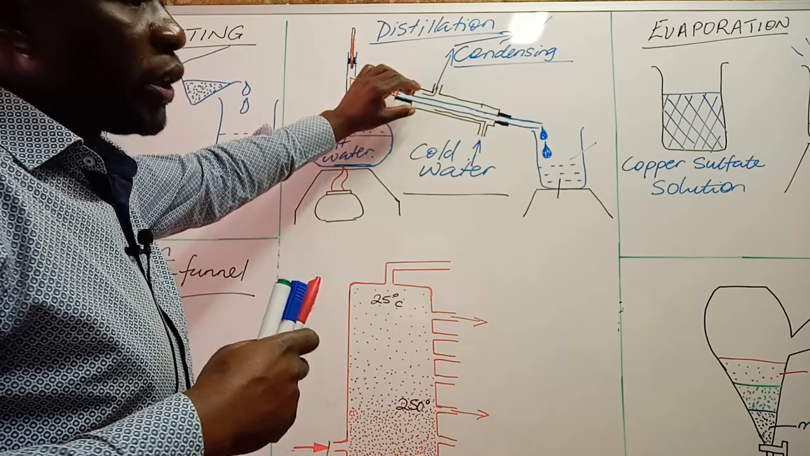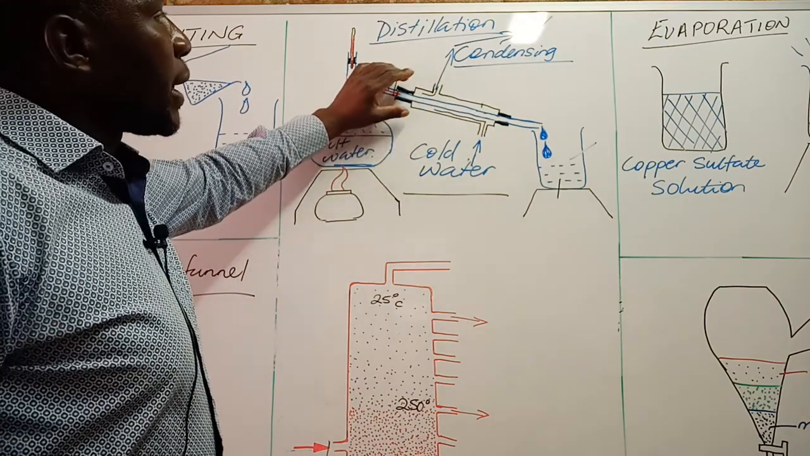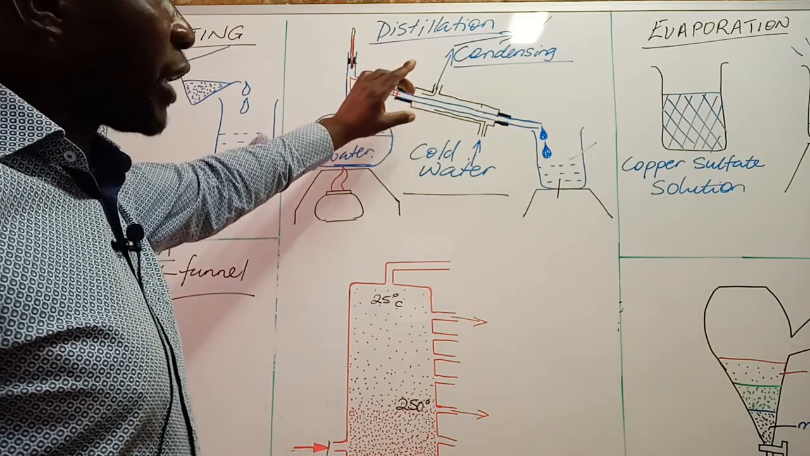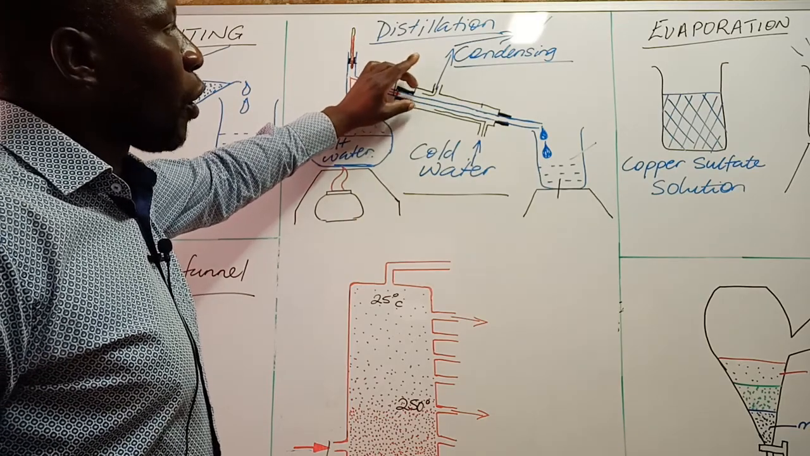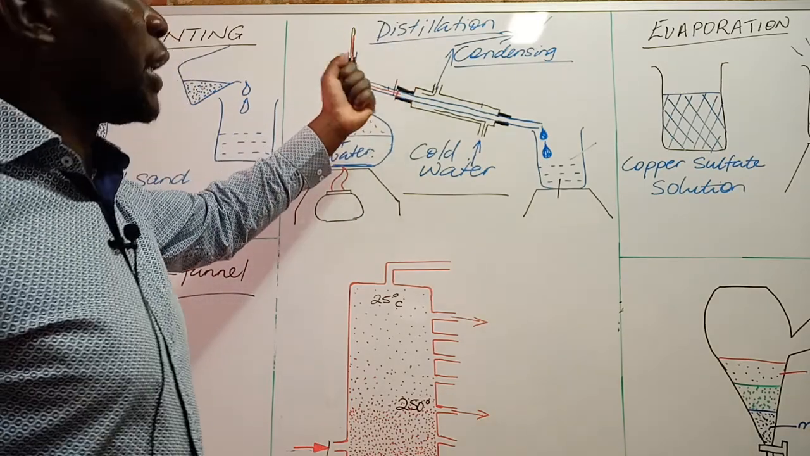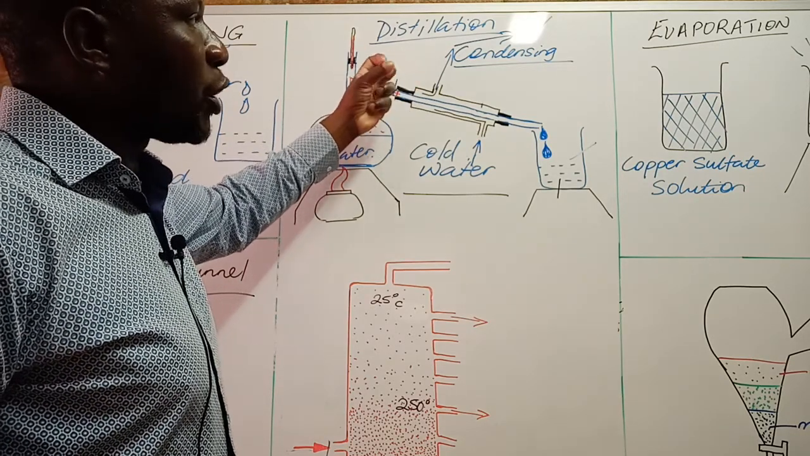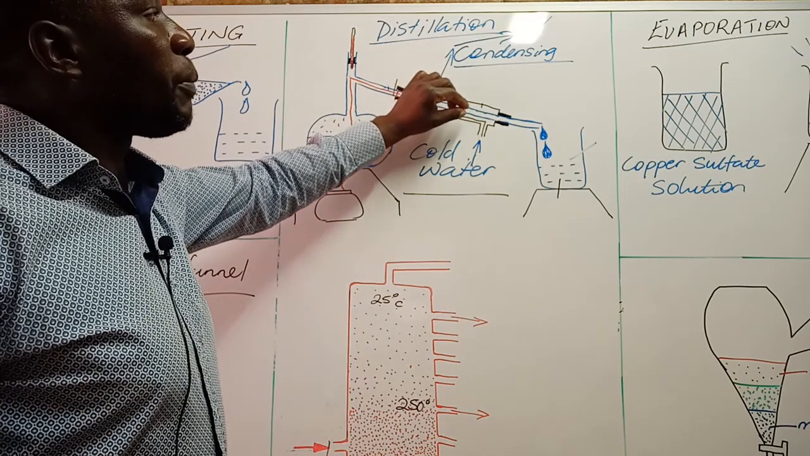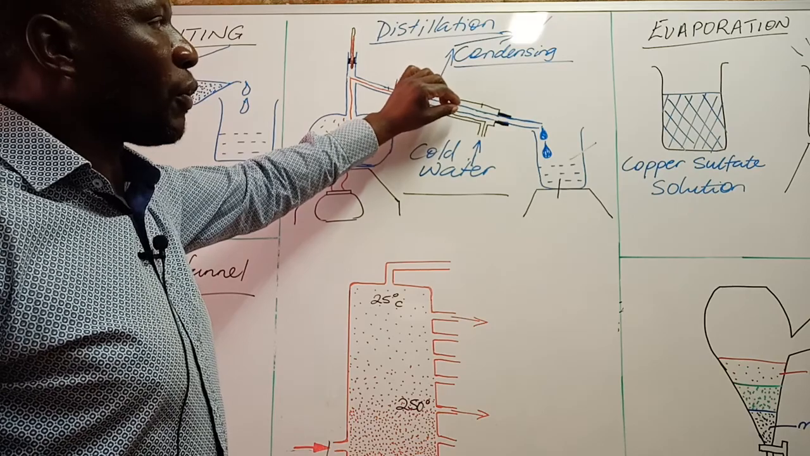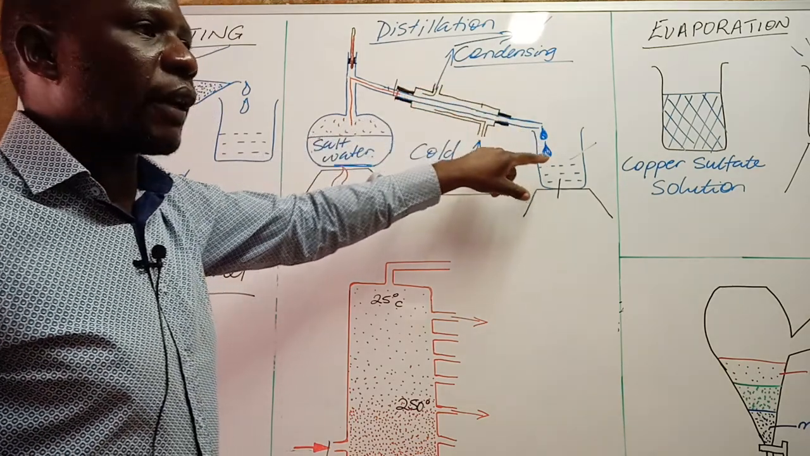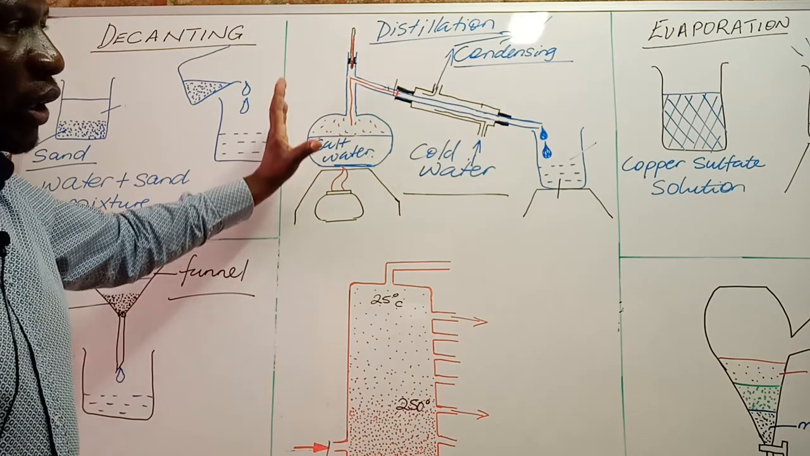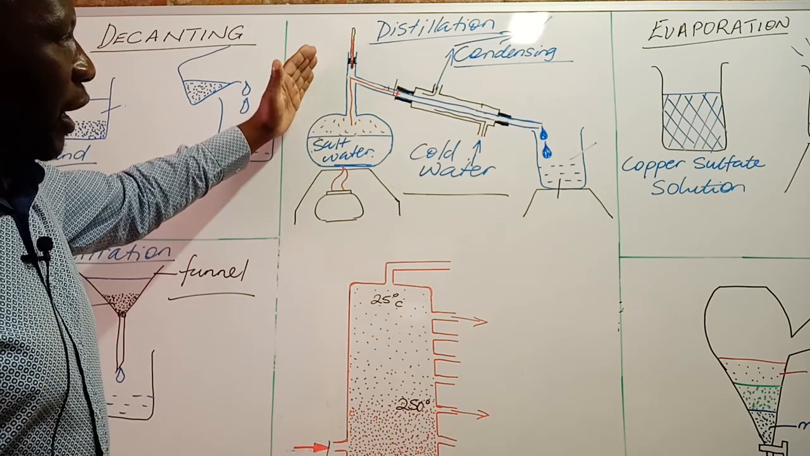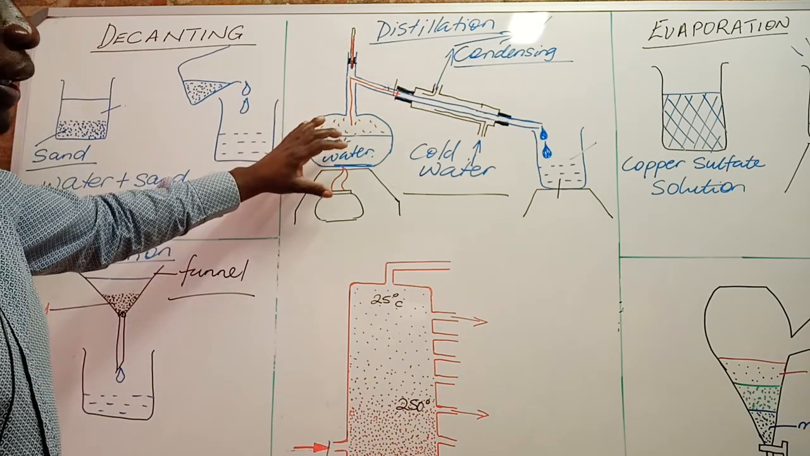And when it meets a cold temperature, it loses its kinetic energy. So the kinetic energy is lost, and the forces of attraction increase between the particles of the water. When the forces of attraction increase between the particles of water, they get together, and the water becomes liquid again. And as the water becomes liquid again through the process of condensing, it is collected in the beaker. When all the water vapor in form of gas boils out of this apparatus, the salt will remain.